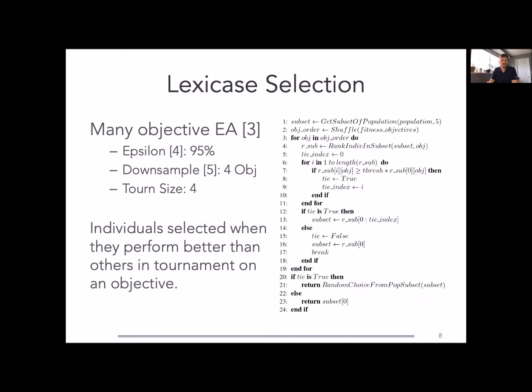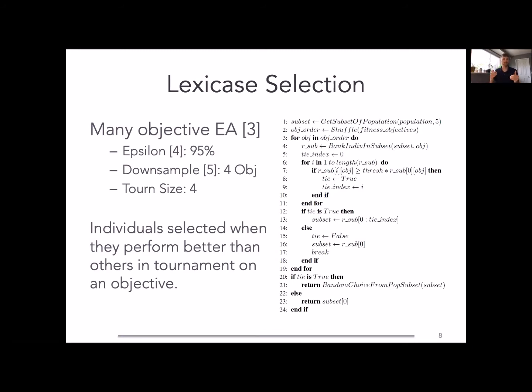Once pre-training is done, we proceed with the evolutionary process. We use lexicase selection in this work. Lexicase is a many-objective evolutionary algorithm originally introduced by Spector. Notably, we use a couple of modifications to lexicase that have been shown to be effective in the robotics domain. So we use epsilon lexicase selection with a 95% threshold.